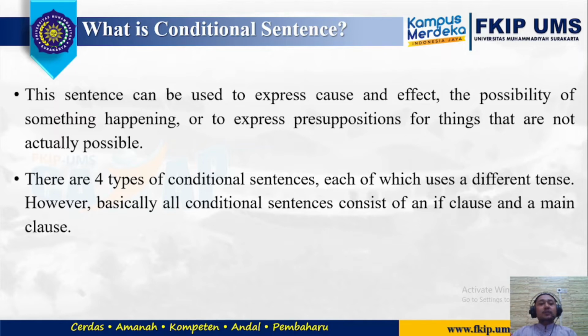And as you know, there are 4 types of conditional sentences, and each of them uses different tenses, right? However, basically all conditional sentences consist of an if clause and a main clause. Now let's take a look. We are going to talk about all those 4 types of conditional sentences here.